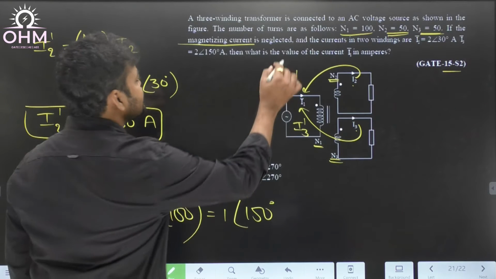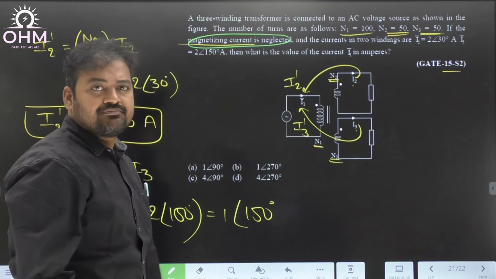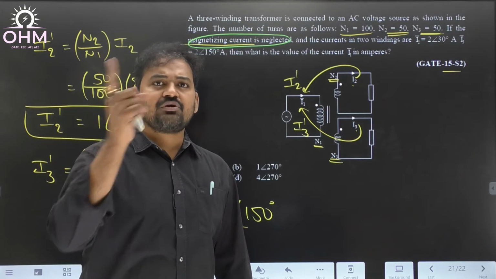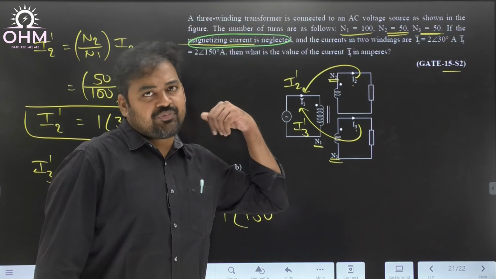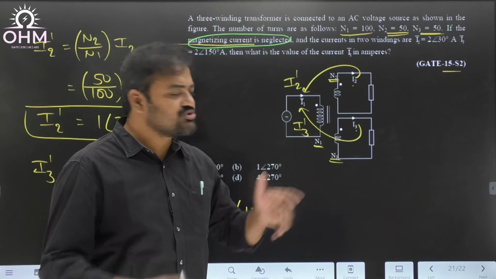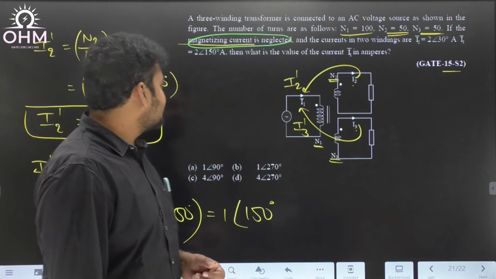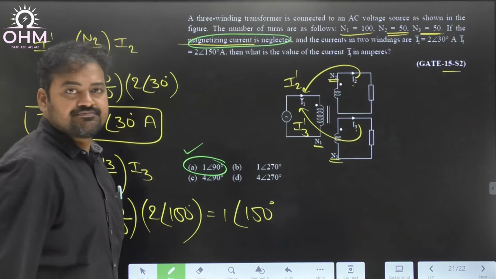So what I did here is very simple. As no load current is already neglected, just transfer the load components to the primary side. Okay. Always remember I1 by I2 is equal to N2 by N1. Using that relation, transfer the secondary current to the primary current. Add both responses together, you will get the overall response. Okay, simple question. So the answer is 1 at an angle 90 degrees. So option A is correct.